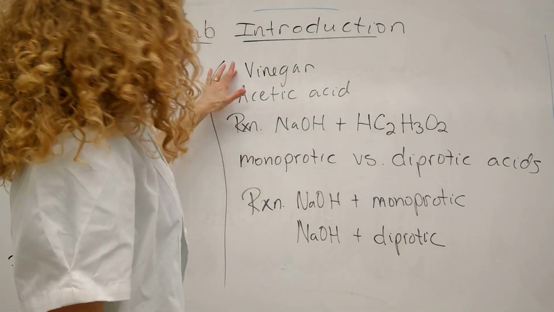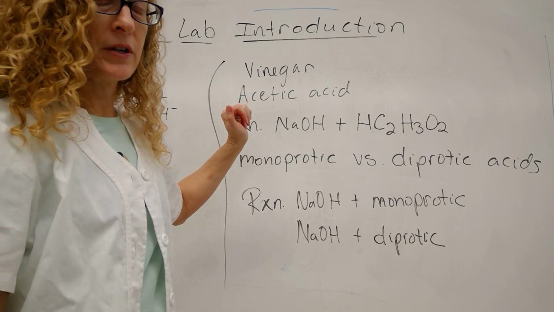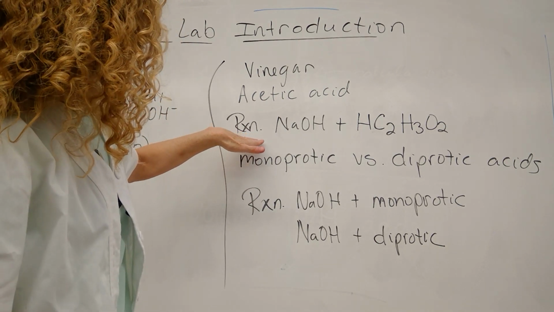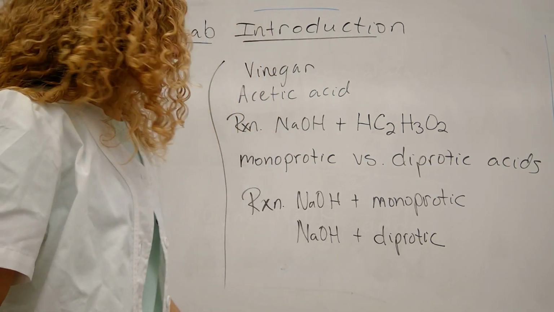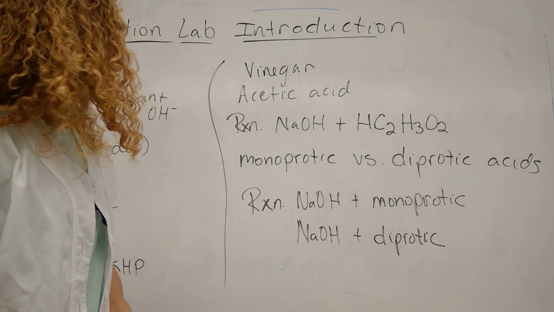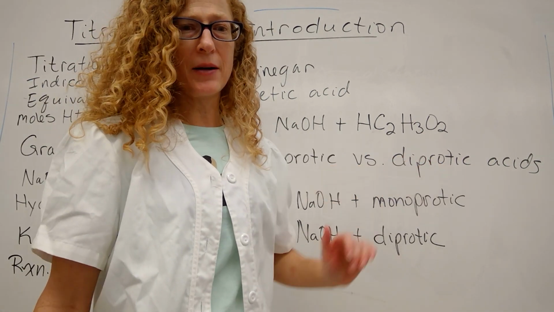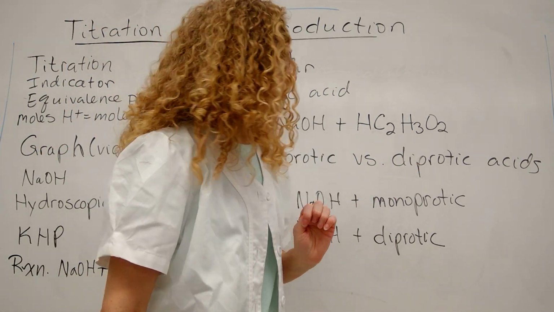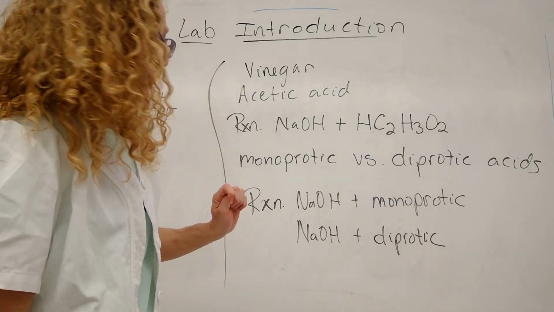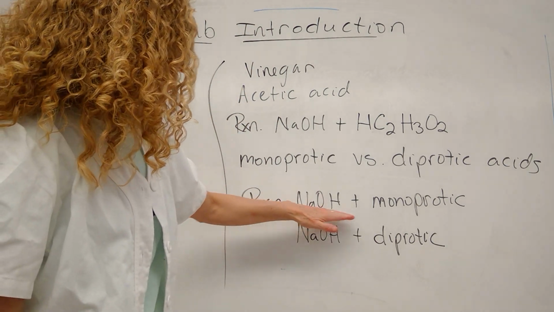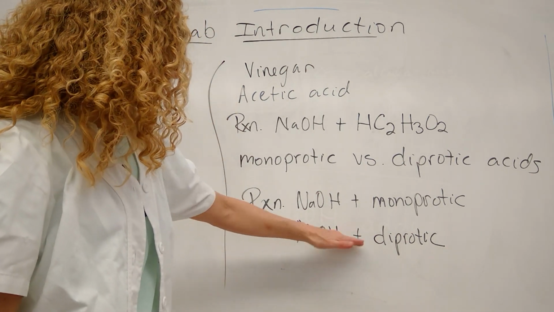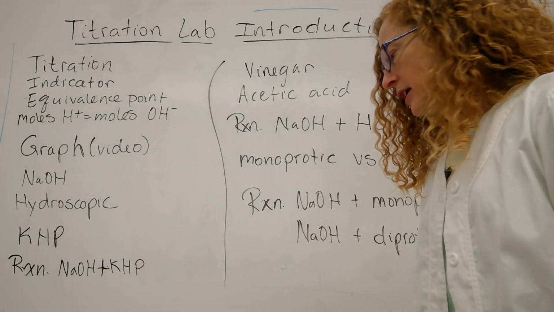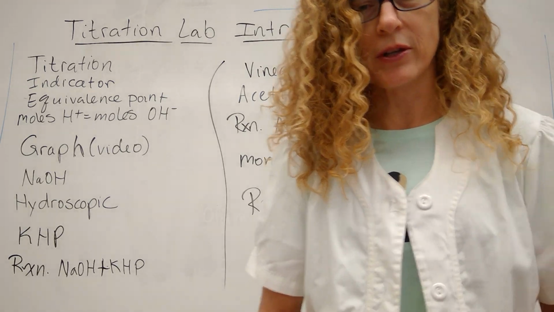You should also talk about what is vinegar. Vinegar is basically dilute acetic acid. And you should have the reaction between sodium hydroxide and acetic acid. And then for the 3rd part, what is the difference between a monoprotic and a diprotic acid? Monoprotic releases 1 hydrogen, a diprotic releases 2 ions, and have the reaction between sodium hydroxide and a monoprotic and sodium hydroxide and a diprotic. So those are some hints of what should be in the introduction, and then I'm going to show you the calculation that should be also in the introduction.